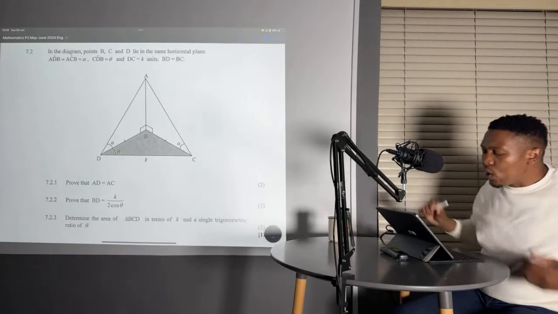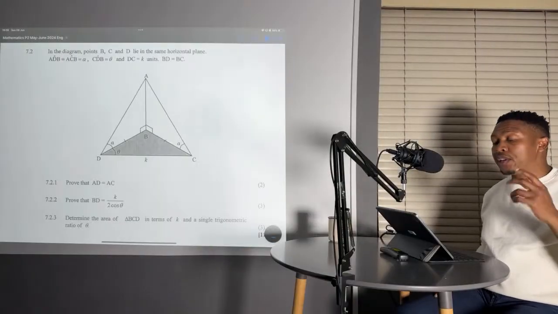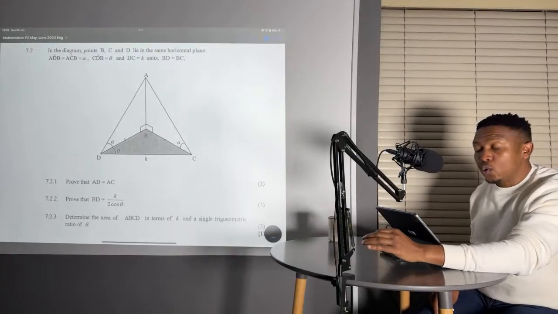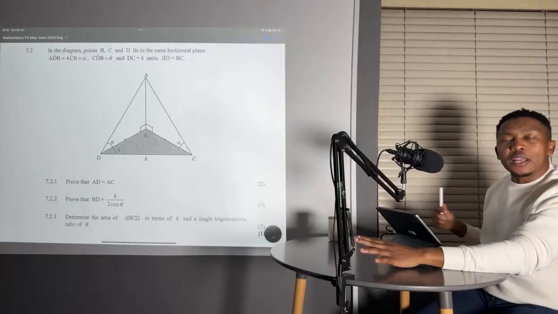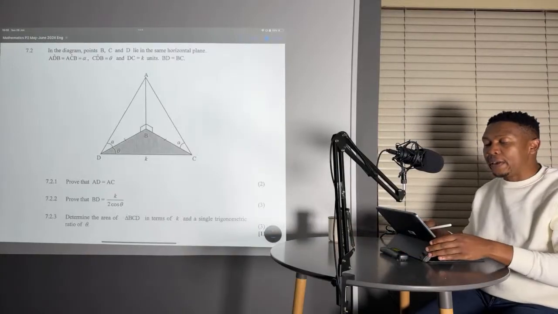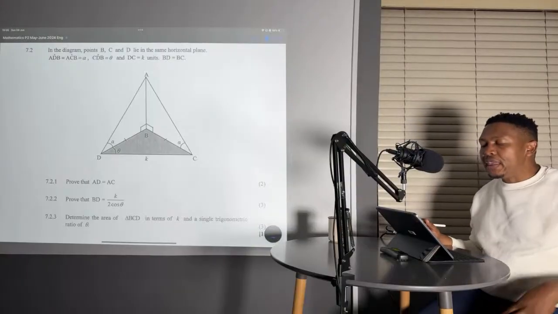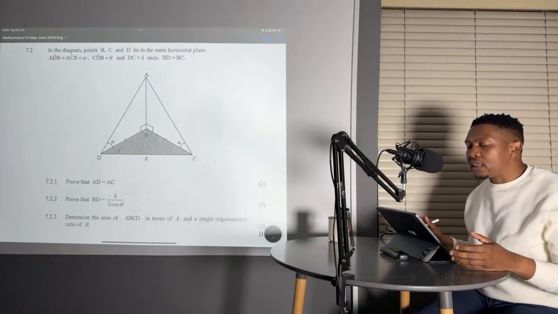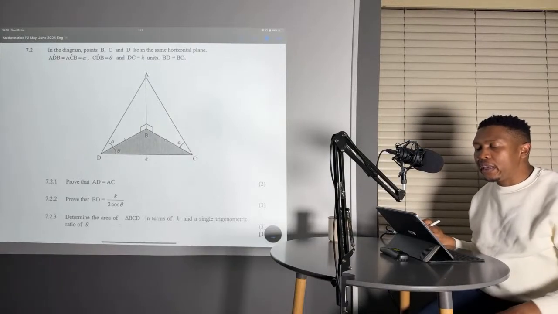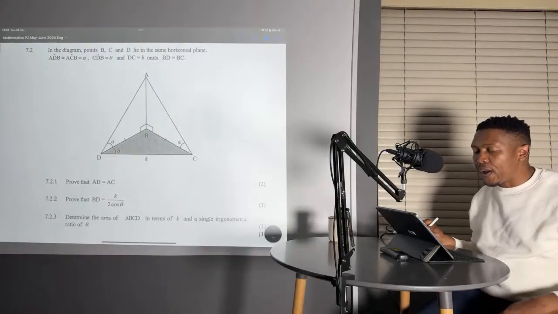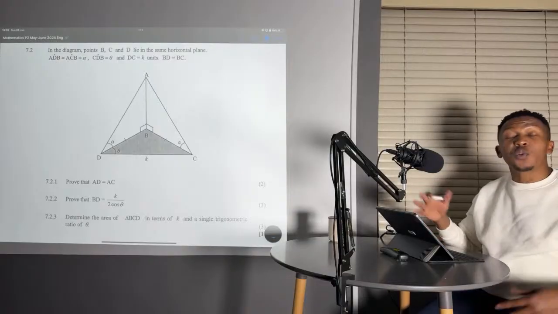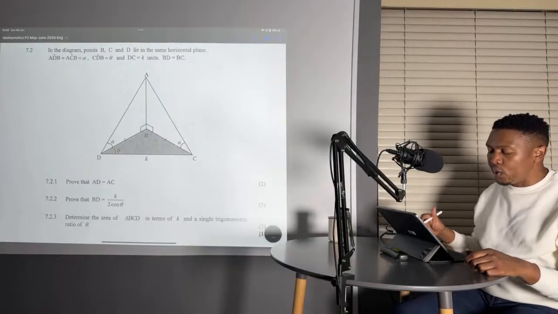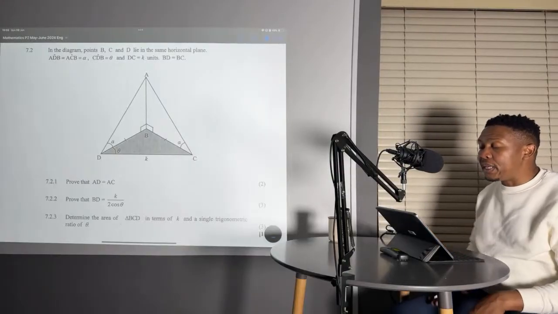All right, so I want us to go into 3D trig, and as the next step I'm going to do a trig graph, but that will be the last thing that I do with you guys. They say to us, in the diagram, we've got B, C and D that lie in the same horizontal plane. They say angle ADC and angle ACB are equal to alpha, and DCB is theta, so they are telling you everything that you can see there. And they say DC is K units, and BD is equal to BC.